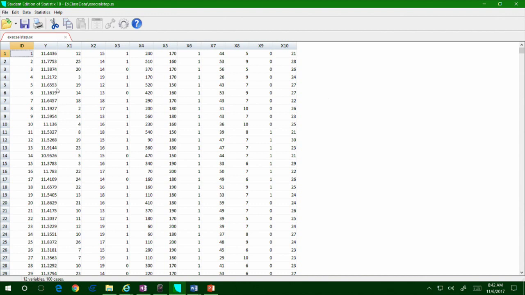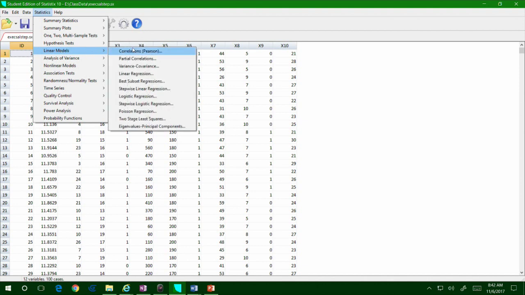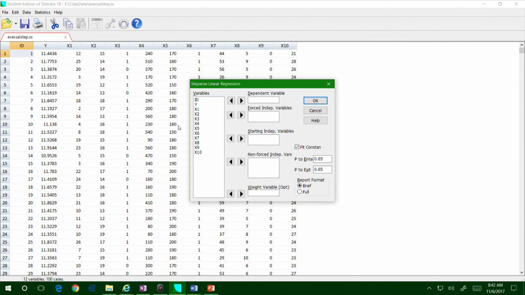Okay? Now, I'm going to run a stepwise regression using the software. Easy to do. Go to the statistics button, come down to linear models. Don't pick one of the ones we picked before. Not linear regression, not best subset regressions, but the one underneath it, stepwise linear regression. Pick that. So you click that. You've got a lot of boxes to fill in, but it's really only 2 boxes to fill in.